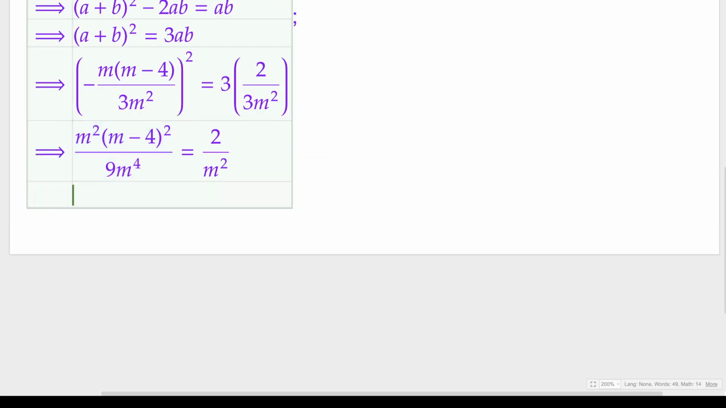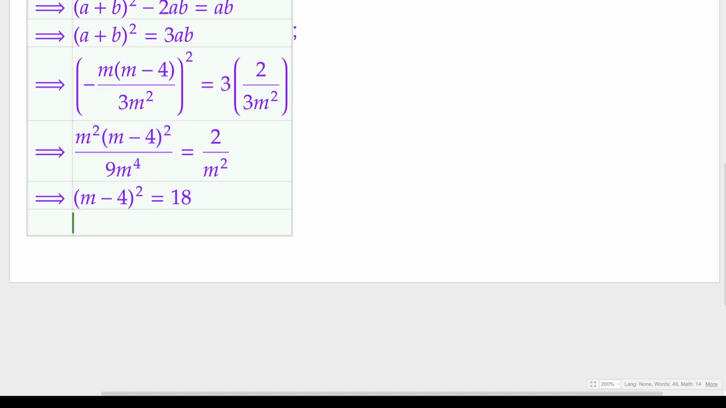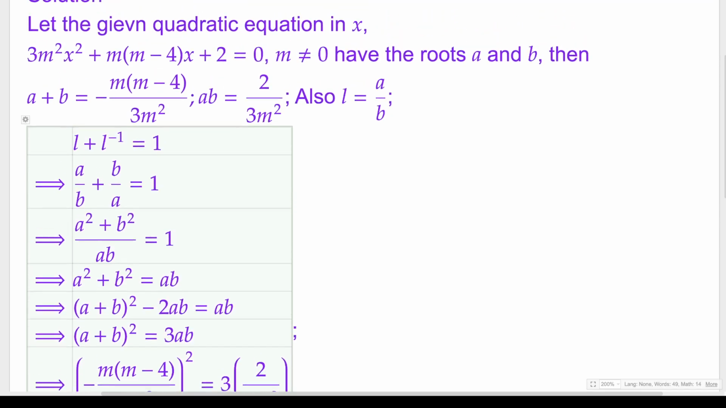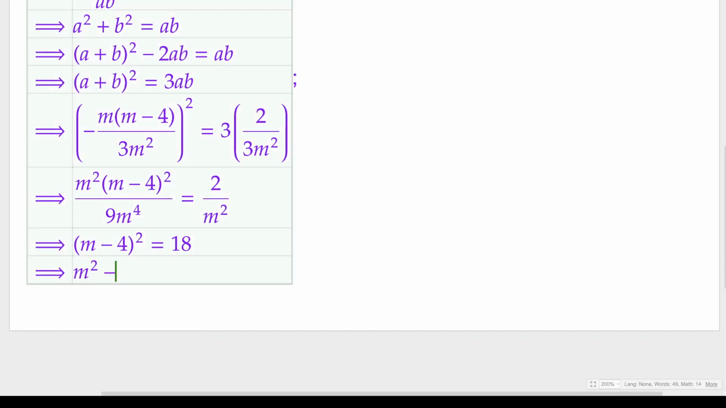After the resolution of this, we get (m − 4)² = 9 times 2, that is 18, and the m² over m⁴ gets cancelled out, considering that m is not equal to 0, which is indeed true, and we have established this fact here. On solving this, I get m² − 8m − 2 = 0.